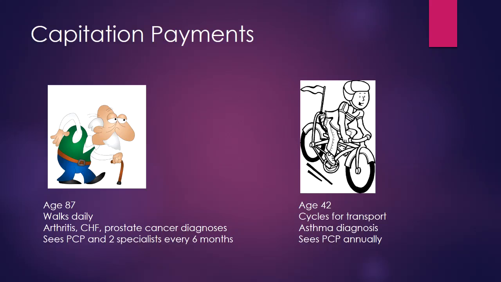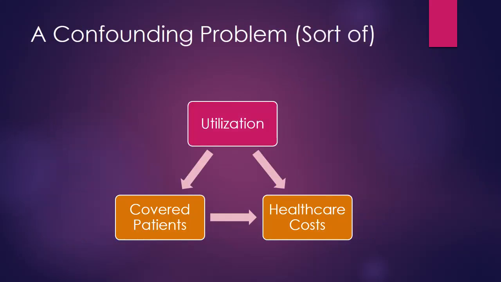So if we were being paid the same amount for these 2 patients, we may have difficulty covering all of the care and resource needs for the 87-year-old man, while we may have a surplus of funds if we were covering the 42-year-old woman. This is kind of a confounding problem. So if we picture it as using our covered patients and trying to identify their healthcare costs, seeing whether our patients are associated with higher or lower healthcare costs, utilization could sort of be seen as a confounder here, that our patients would have different levels of utilization depending on their characteristics, and that utilization we know is associated with cost. That's a main driver of healthcare costs, which is really why we're interested in understanding and predicting utilization.